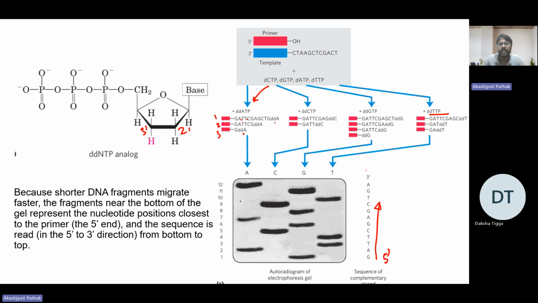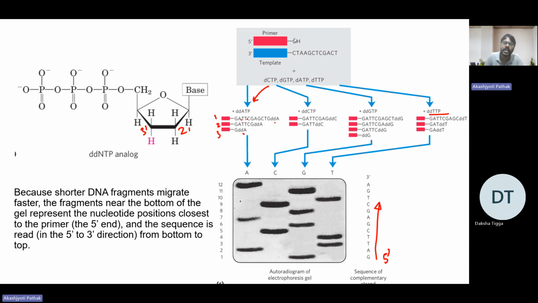Okay, so you're getting different fragments. For the example, this is your template DNA. When you are getting G, if you are getting GTP, then this G will be attached. But there can be an instance when you are getting ddGTP. In that case, a very short DNA fragment will be produced.